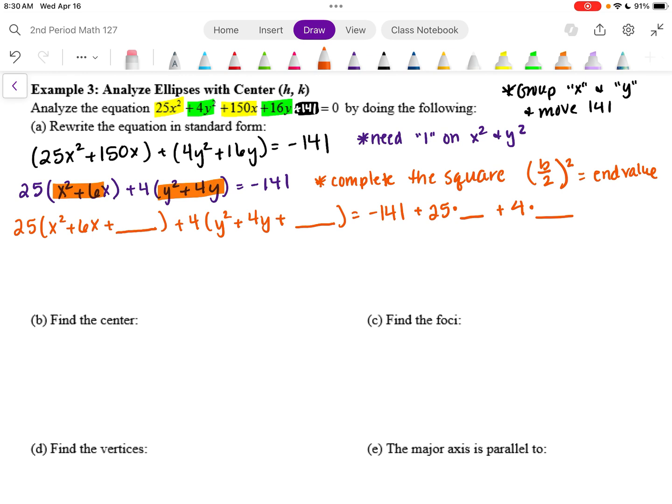For those of you in chem, you'll remember this. If you're in Chem 121, you'll remember this idea of balancing the equations.